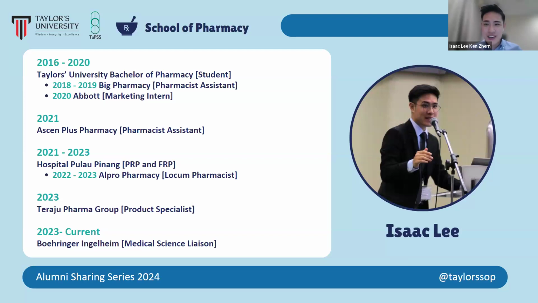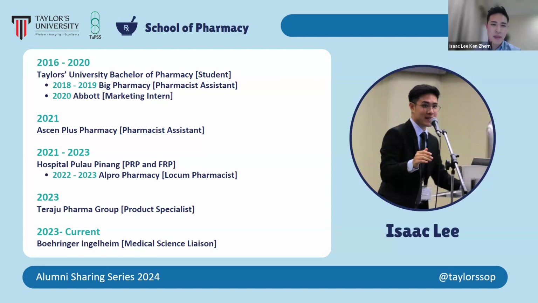Like the rest of the panelists here, I was a student here in Taylor's University in 2016. And from 2016 to 2020, I did quite a number of things. Career-wise, I was a pharmacist assistant in Big Pharmacy for a period of time, and I did my internship in Abbott Laboratories with Munyan as a marketing intern. Soon after graduation, COVID hit, and as MCO eased down, I decided to work as a pharmacist assistant in Essen Plus Pharmacy, for a short period of time while waiting for my PRP placement.